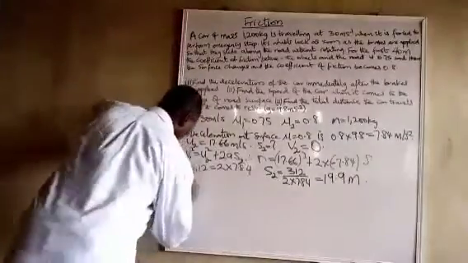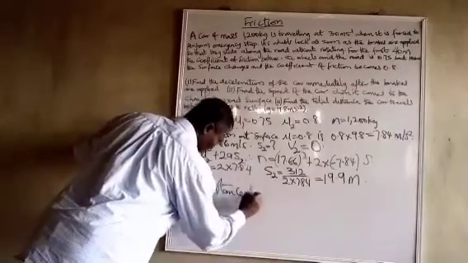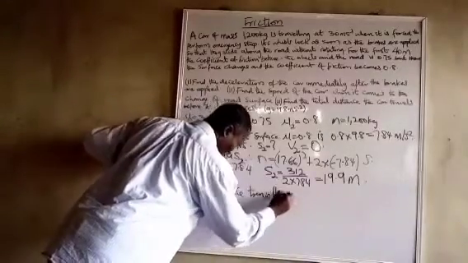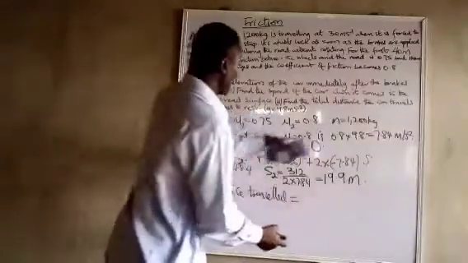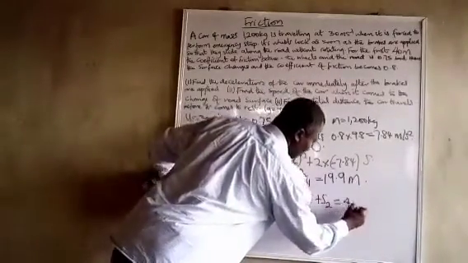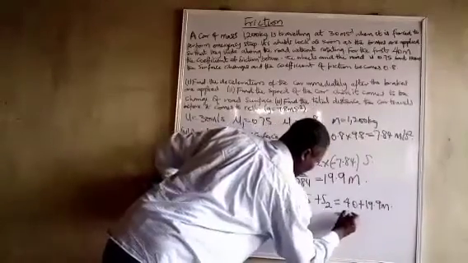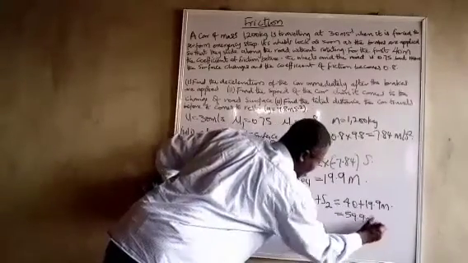Therefore, total distance traveled will be equal to the initial S plus S2 before coming to rest, which is 40 plus 19.9 meters, which is 59.9 meters.